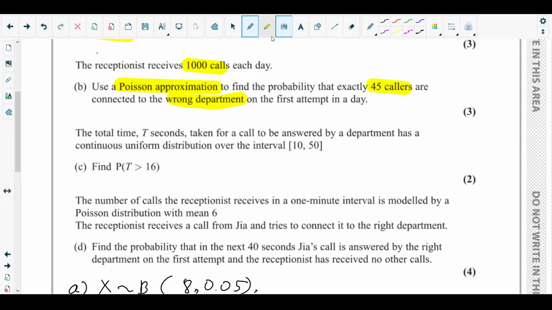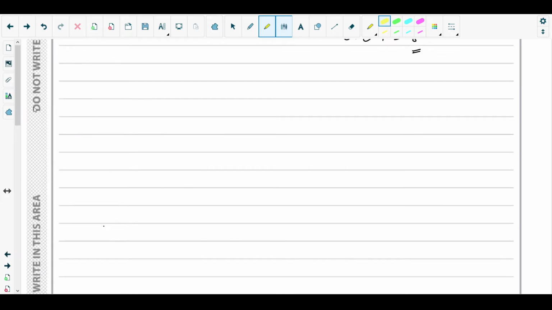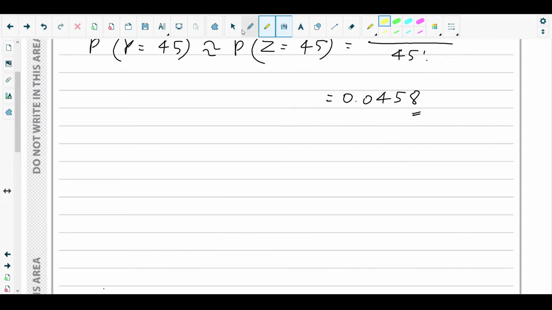The total time t seconds taken for a call to be answered by a department after the call has been connected, like when the receptionist is trying to connect the call, it takes t seconds to connect the call to a department. It is distributed with continuous uniform distribution over the interval 10 to 50. This is a concept from chapter number 5, right? So we need to find the probability of t greater than 16. So how can we do that? Let's have a look.